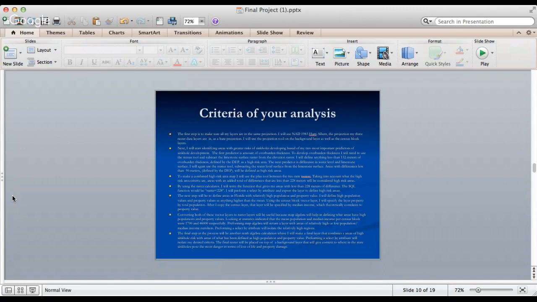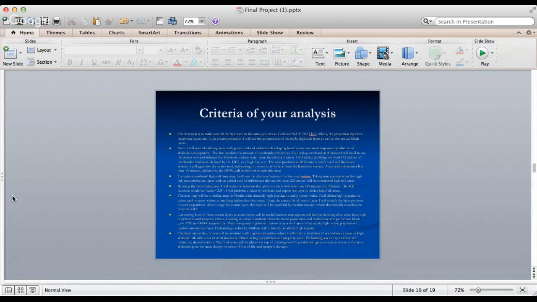We will essentially do the same thing for the next predictor. We will use the minus tool, subtracting the water level surface from the limestone surface. Areas with differences less than 96 meters, as defined by the Department of Environmental Protection, will be defined as high-risk areas.